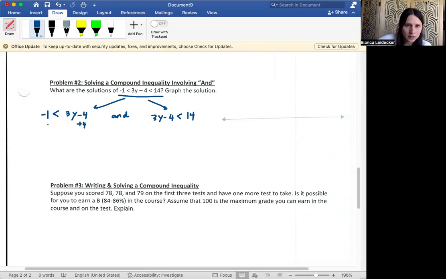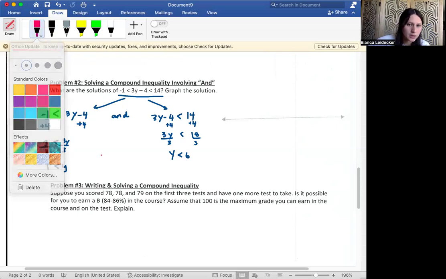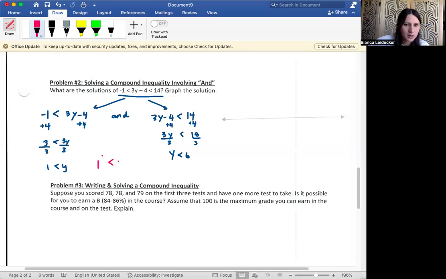So we're going to solve it as a regular inequality. Add 4 on both sides. So this would be 3 is less than 3y. Divide by 3, and this would be 1 is less than y. Over here, I'm going to add 4 on both sides, and I would get 3y is less than 18. Divide by 3 on both sides, y is less than 6. All right, so to bring them together, let me use a different color so we can see the final answer. It should be 1 is less than y, and y is less than 6.